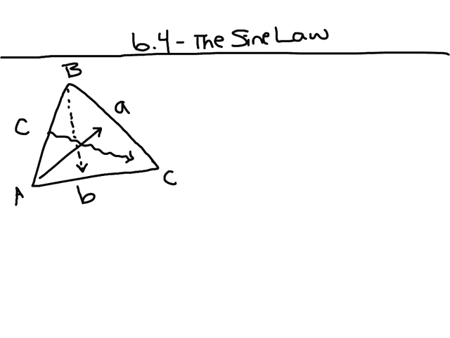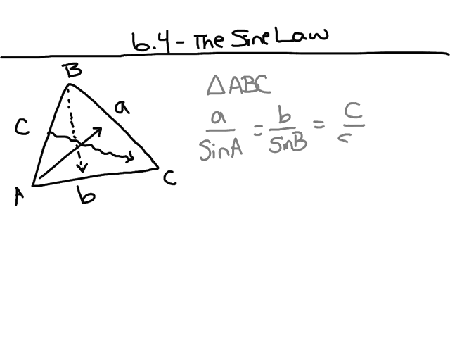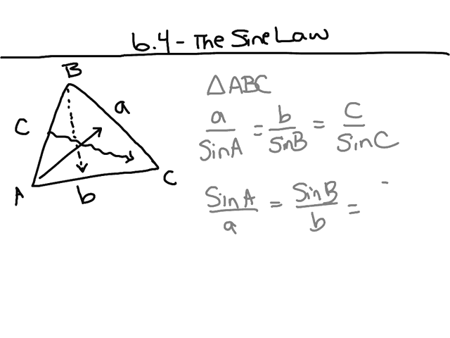So the sine law says that for any triangle ABC, a over sine of A is equal to b over the sine of B, which is equal to c over the sine of C. So we can use these ratios to solve for any missing variables. It also means that the flip, so sine of A over a equals sine of B over b, and sine of C over c.